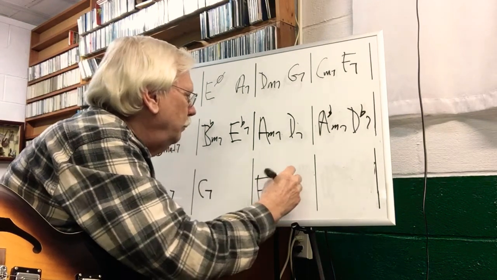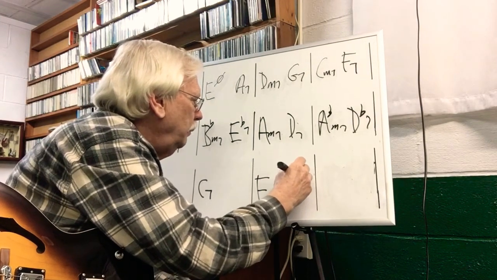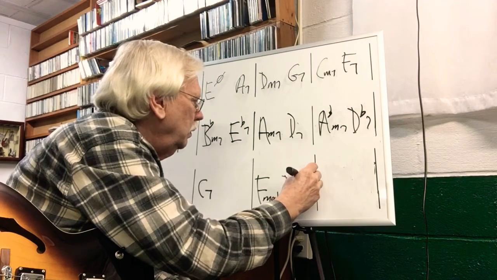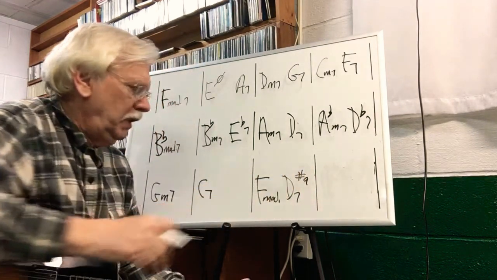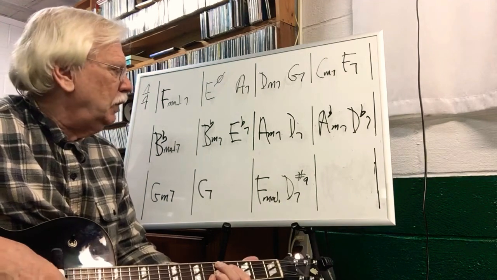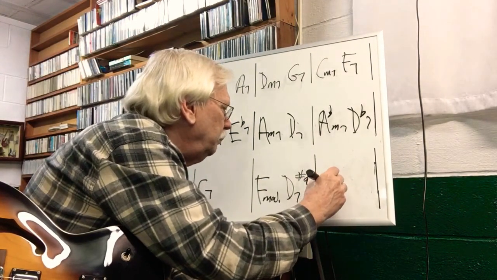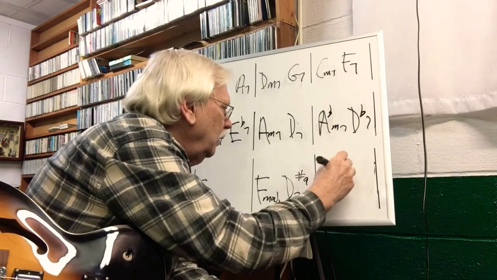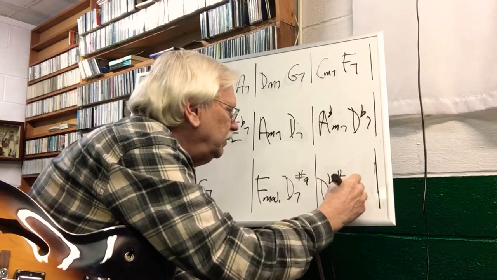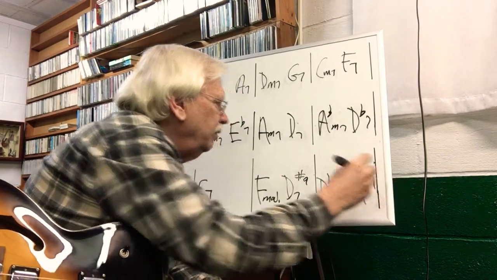Let's use D7 sharp 9, sometimes called the Jimi Hendrix chord. He did it at E, but we're going to do it at D. D7 sharp 9 to D flat 7 sharp 9, and finally to our C7 sharp 9, which will bring us back to the beginning, to the F.